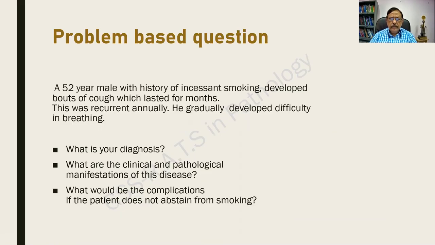Look at this problem. Problem-based questions are now the rule of the day. A 52-year-old male with a history of incessant smoking developed bouts of cough which lasted for months. This complaint was recurrent annually. He gradually developed difficulty in breathing. What is your diagnosis? What are the clinical and pathological manifestations of this disease? What would be the complications if the patient does not abstain from smoking?